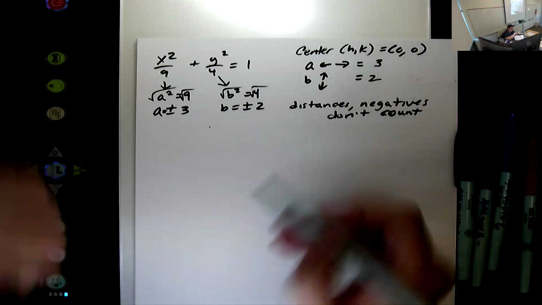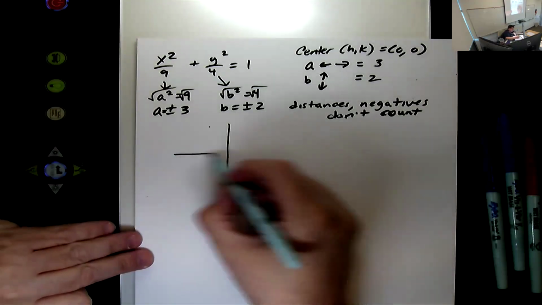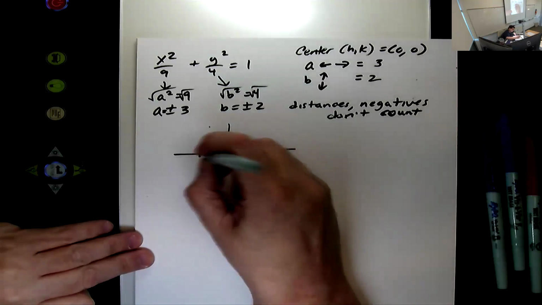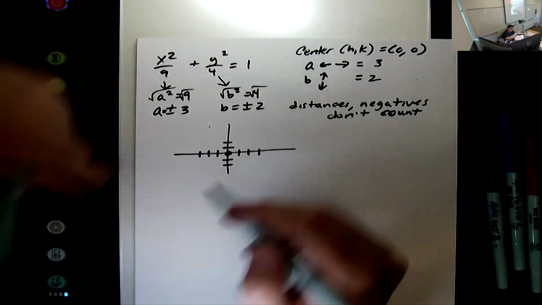So if we graph this, go to the center. Go left or right 3. Up or down 2.